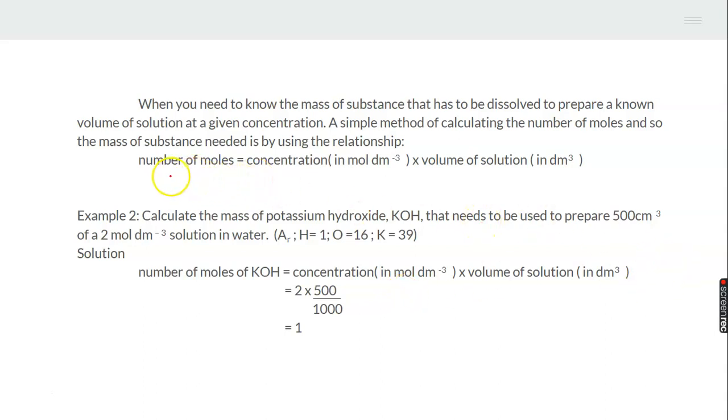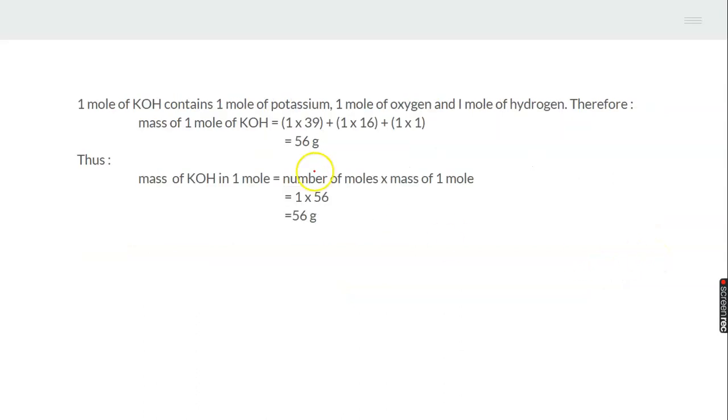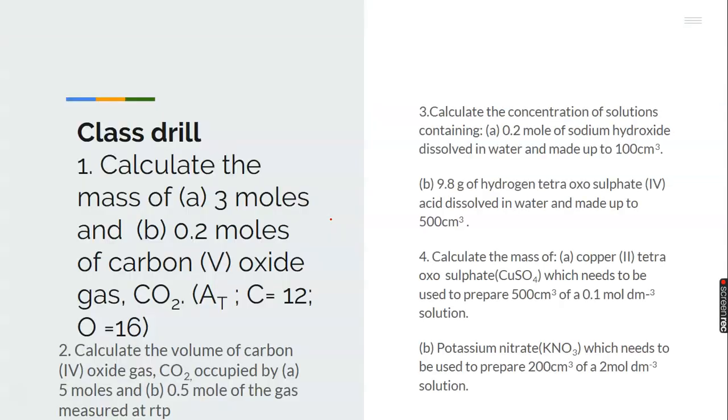Here you can always calculate the number of moles. Initially we made concentration the subject of the formula. Now the number of moles is the subject of the formula. So you can calculate depending on the parameters given to you. This is the answer for the question, which is 56 grams, because it's the mass of that compound, which is potassium hydroxide, that we got.